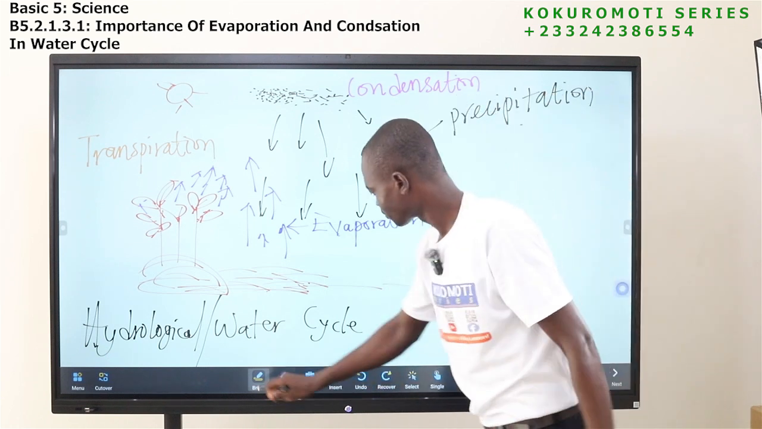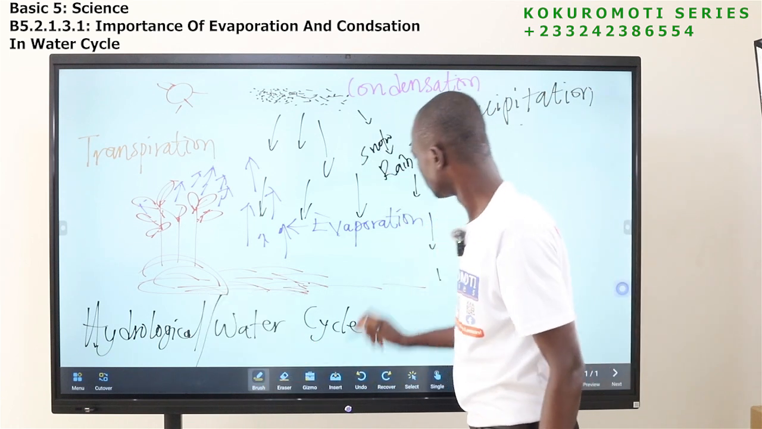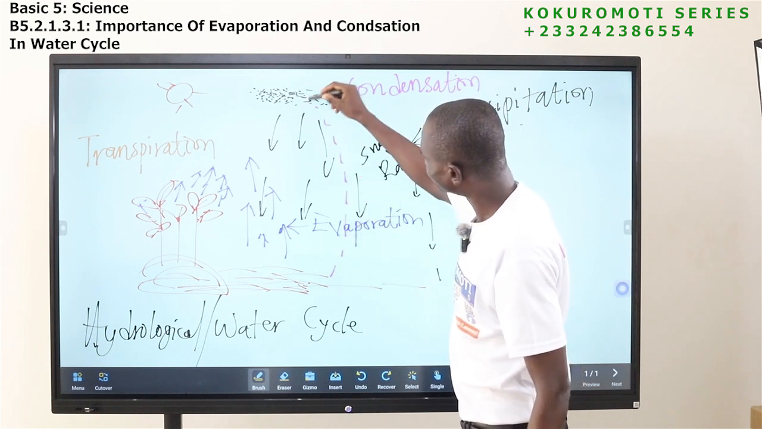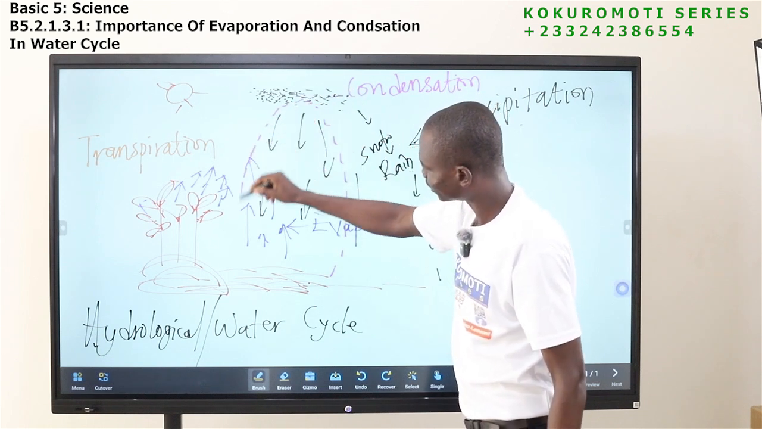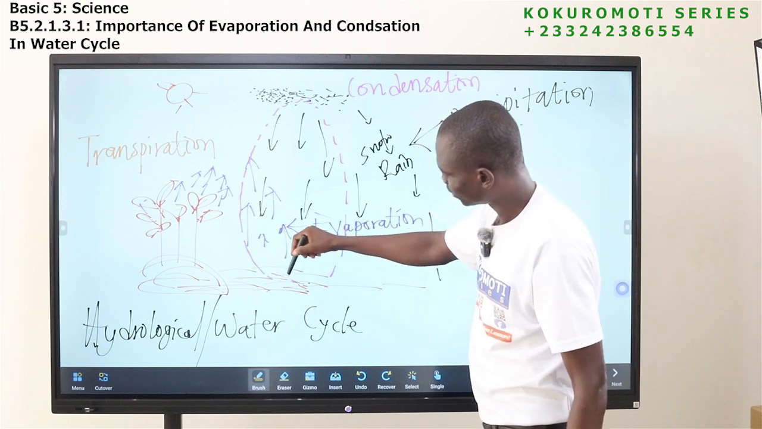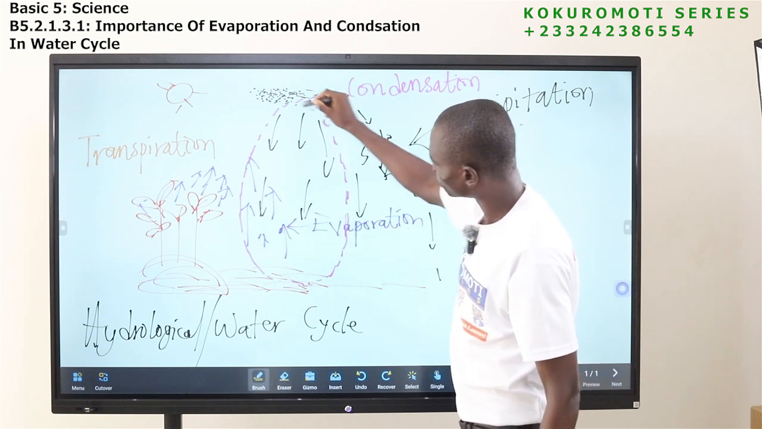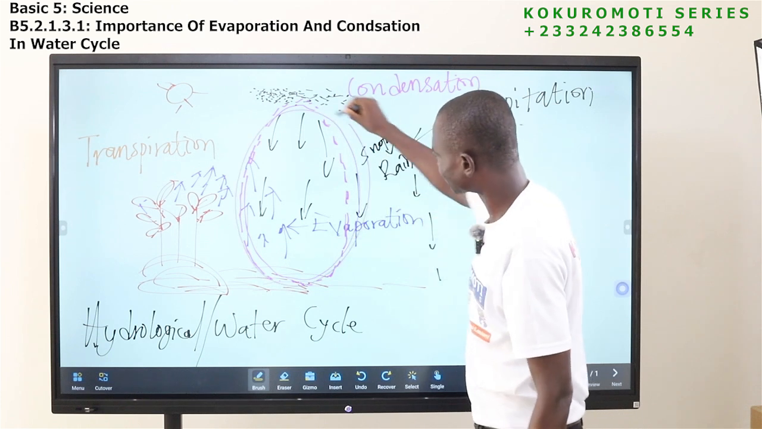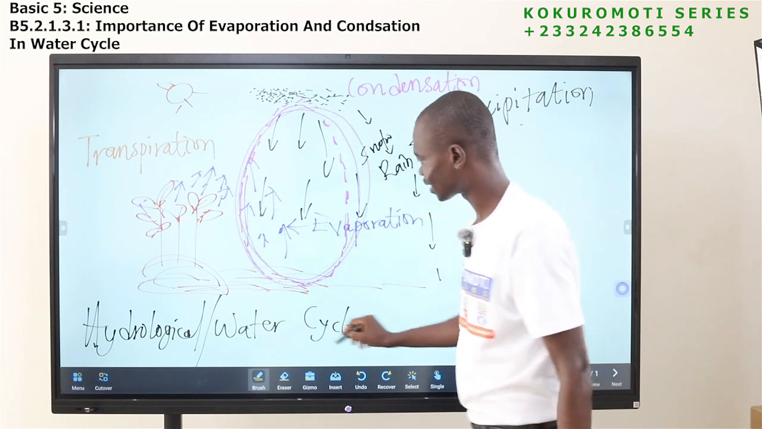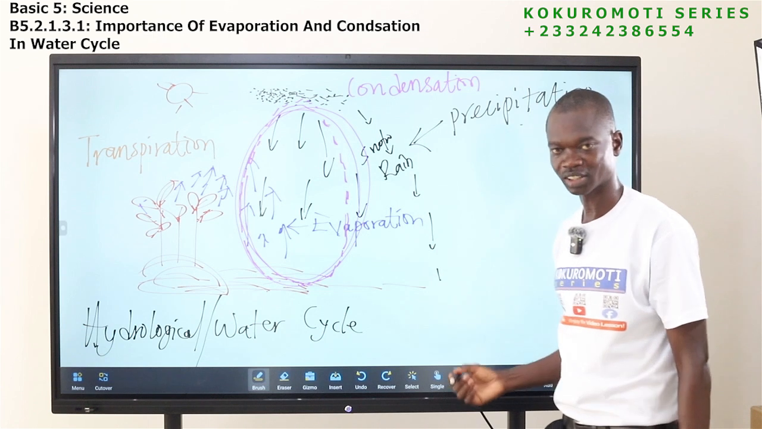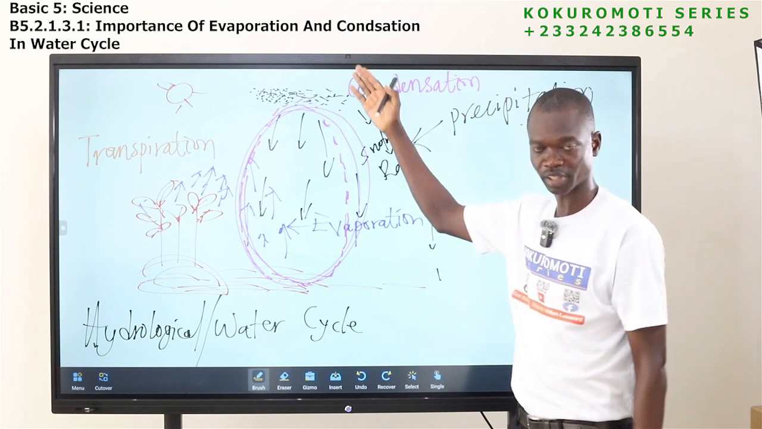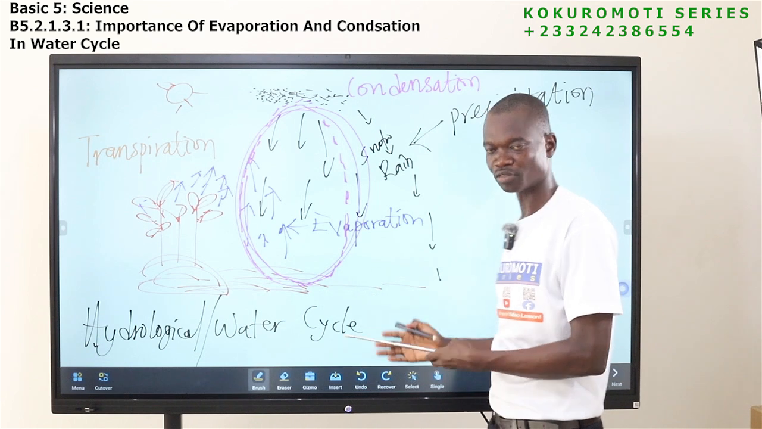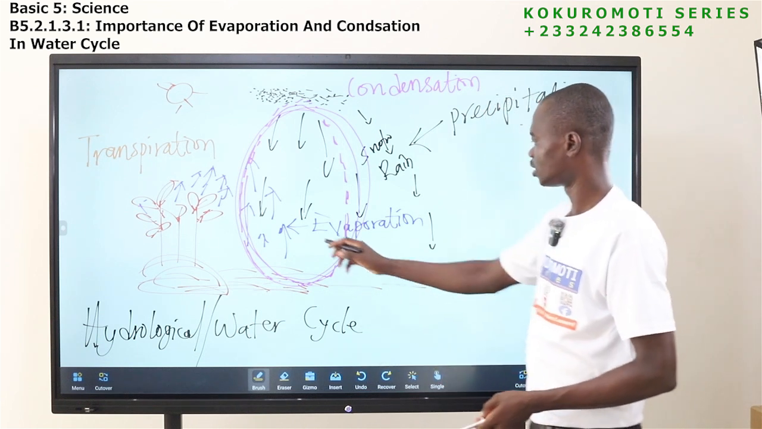The water moves up, and when it gets here, it comes back again. When it comes back, it will go up again. So it's a movement cycle. Have you seen it? It's a cycle. So when you talk of the water cycle, that is the movement of water from earth to the atmosphere and back to earth again. Some of the processes that are involved, we have evaporation.